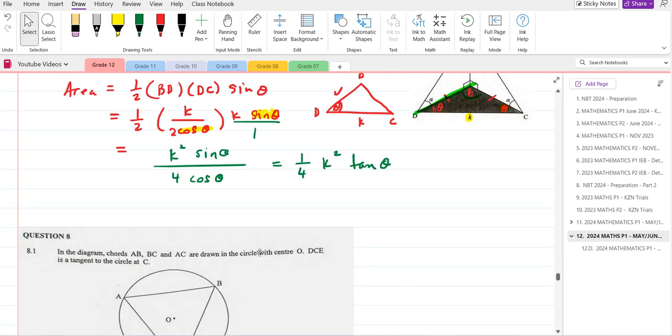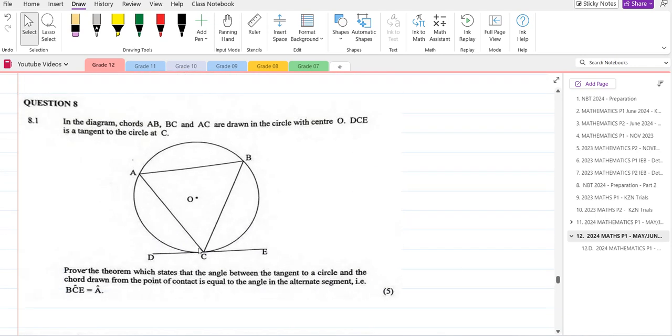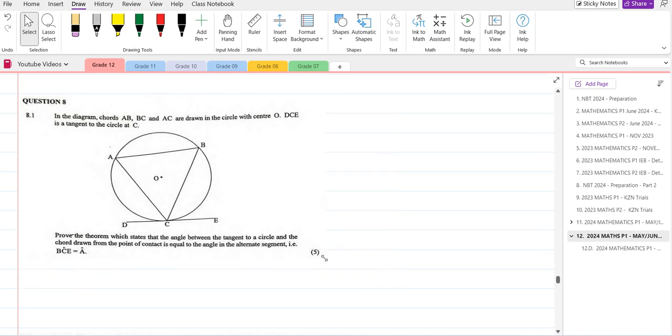Right. So now moving on to the next problem, which is geometry. Basically we want to prove this theorem. How are we going to prove this theorem? Obviously we're going to use construction lines. This is the tan chord theorem. All this information is given here. You can read up. This is a tangent to circle.